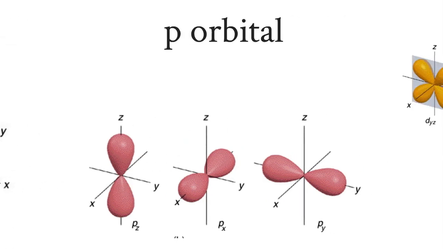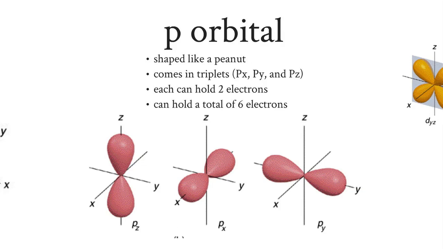The p orbital is slightly more complex. It's shaped like a peanut, and it comes in triplets: px, py, and pz. And as you can see, one of them is pointing straight up and down on the z-axis. The other one is pointing sideways on the x-axis, and the last one is pointing in the other direction on the y-axis. So there are 3 different orientations in space where the p orbital can be found. Now each p orbital can hold 2 electrons. So if each can hold 2, and we have 3 different p orbitals, then the p orbital can hold a total of 6 electrons.